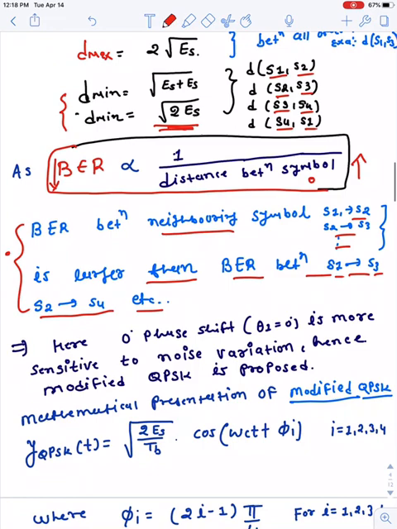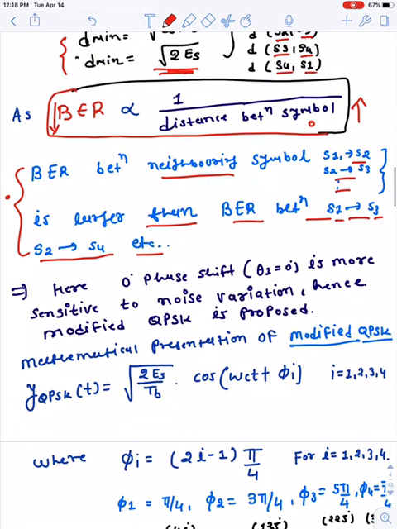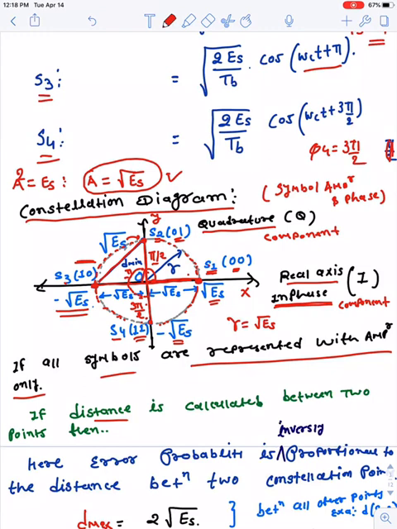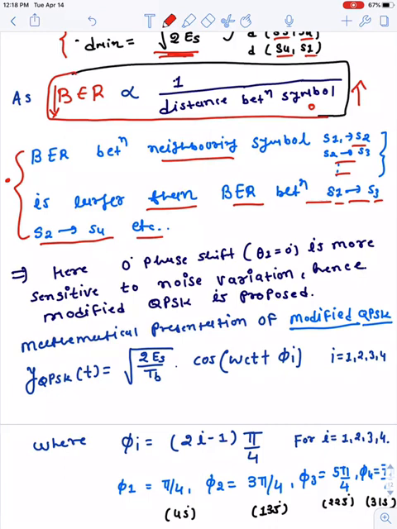But in this QPSK, the main problem that we are getting is that the first symbol S1 is transmitted with the 0 degree phase shift, and most of the error and noise is basically present on this one. Noise is mostly present at the 0 degree phase shift, so it is more susceptible to noise. The 0 degree phase shift is more sensitive to noise variation, and hence a modified QPSK scheme is proposed, and it is highly adopted in today's environment. Most of the QPSK you can observe either in satellite communication or in WCDMA, so you can have a different version of the QPSK symbol which I have mentioned earlier.